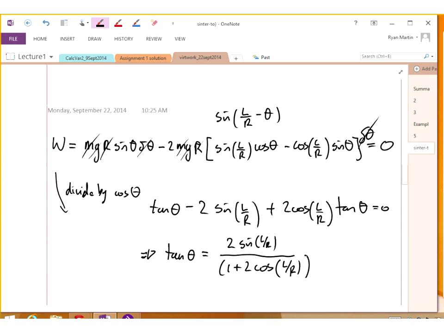And I'll let you work out what the generalized force is, and it's in the notes.